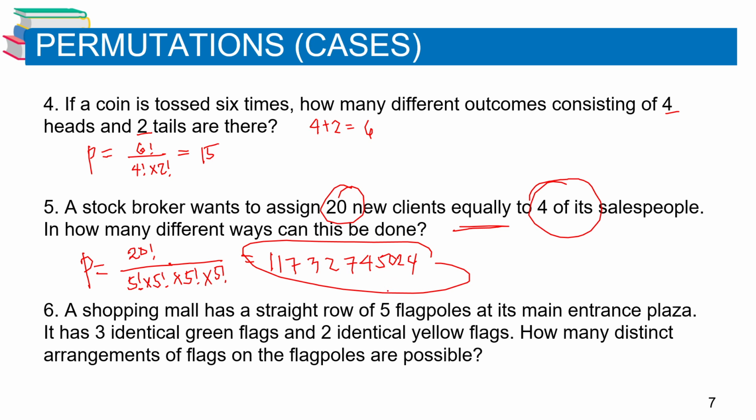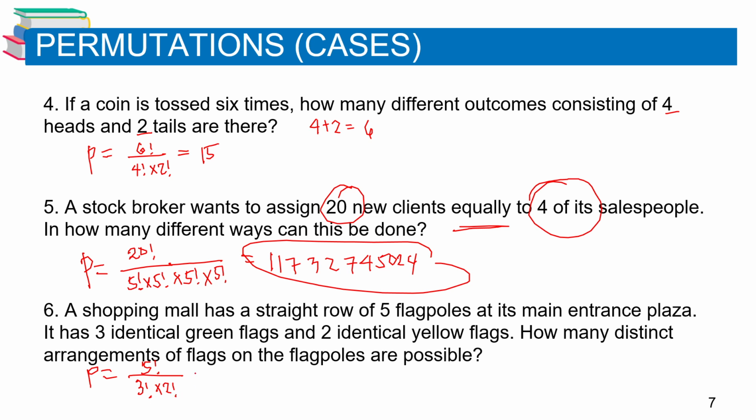And for number 6, a shopping mall has a straight row of 5 flagpoles at its main entrance plaza. It has 3 identical green flags, 2 identical yellow flags. How many distinct arrangements of the flags are possible? So if we're going to compute this one, P is equal to 5 factorial over, these are identical, so therefore 3 factorial times 2 factorial.